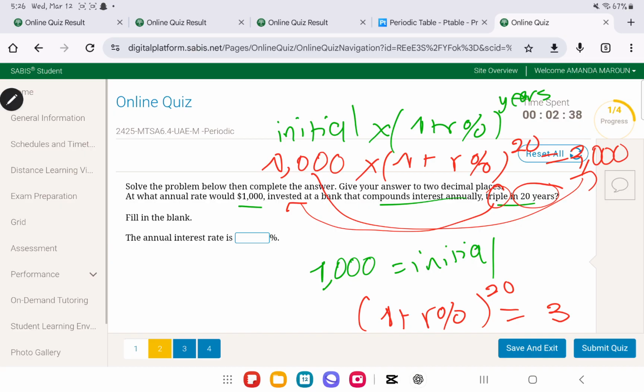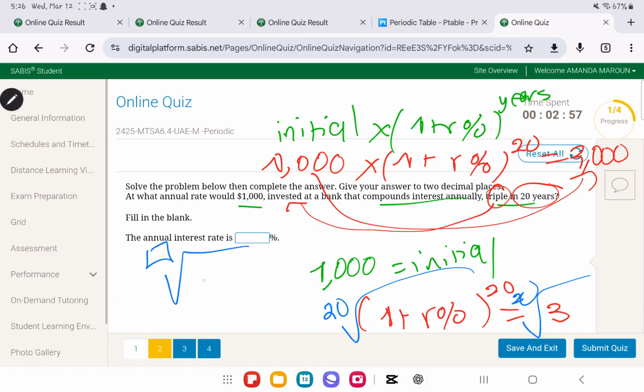Now, here what we're going to do is something very important. We're going to take from both sides the 20th root. How do we do the 20th root on the calculator? Very simply, you're going to do shift, x to the power of, and you will get a root. Okay, it will look like this.